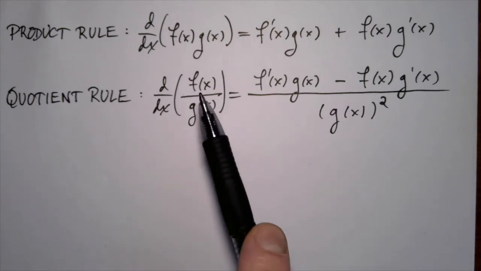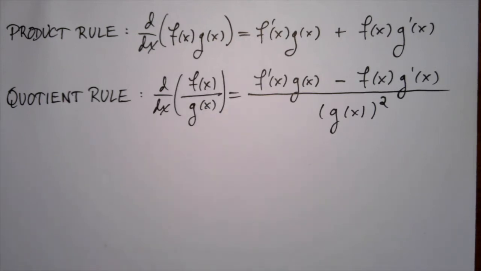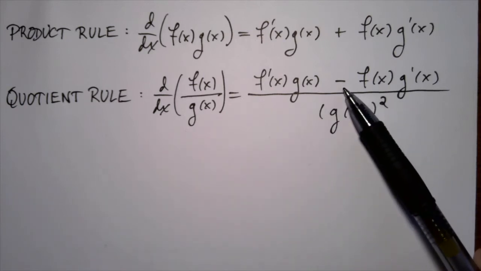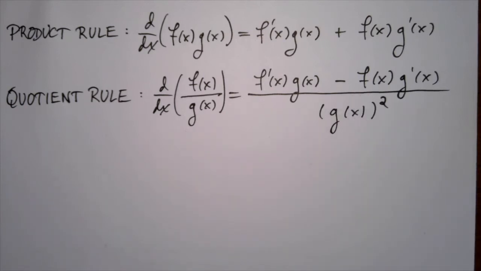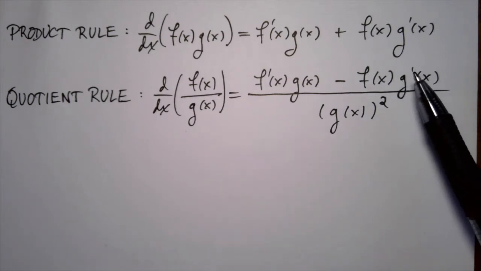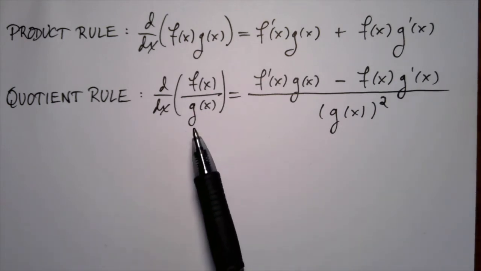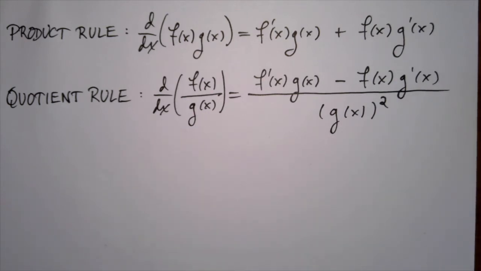Here it is. It says that the derivative of the quotient, the fraction, f over g, is given by this big formula. Now, it looks like a mess at first, but let's try to sort through it. First of all, notice that the numerator, the top of that fraction, is exactly the same as in the product rule, except for this minus sign. You have to be really careful. The minus sign is applied to the product of f and g prime. So it's when you take the derivative of the bottom that you get a minus sign.